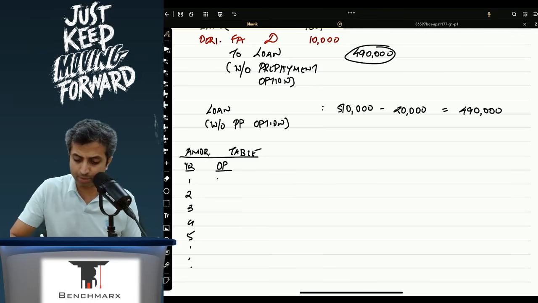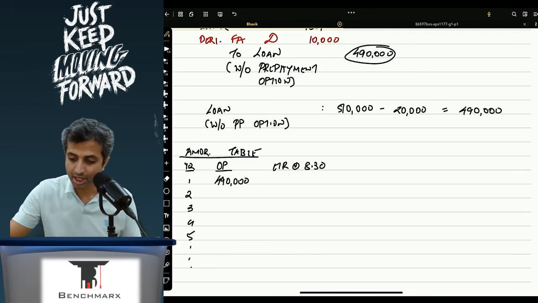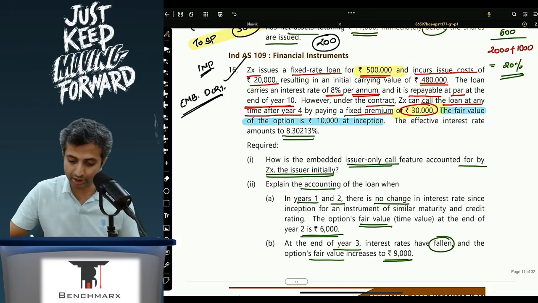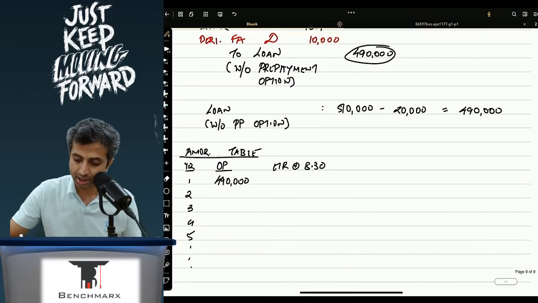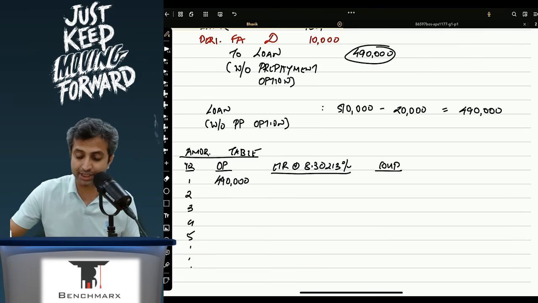But if I start, the opening balance of the loan, had there been no prepayment option, would be 4,90,000. Effective interest rate, now this is a fairly long decimal, 8.30213%. This is your EIR. Every year there is a coupon. Face value is 5 lakhs. 5 lakhs into 8%, I believe this will be 40,000. There is no principal payment and hence there will be a closing balance.